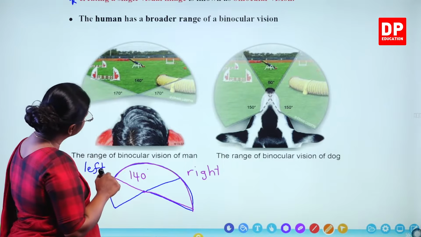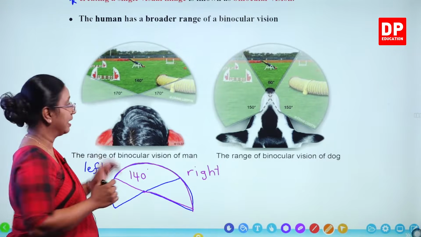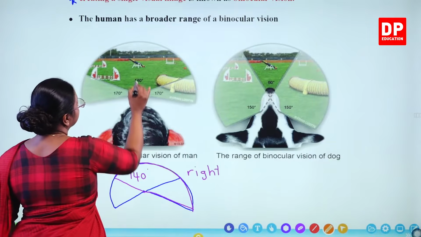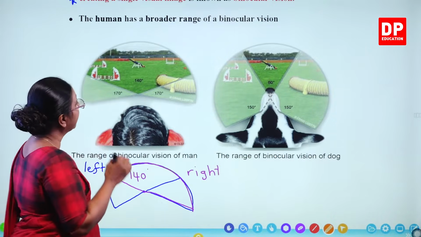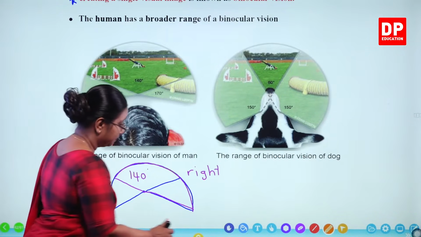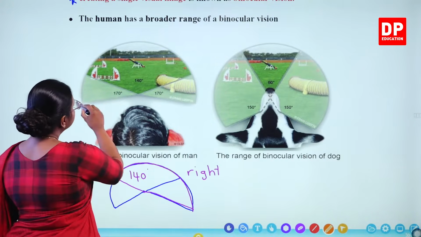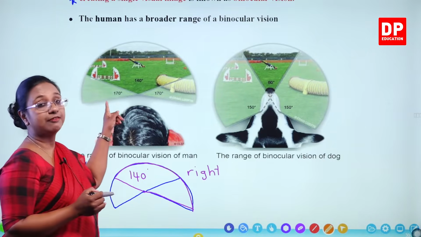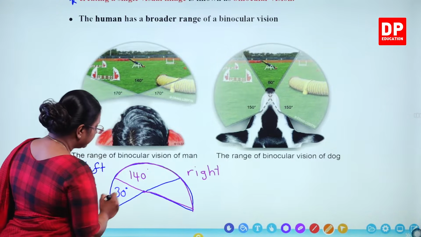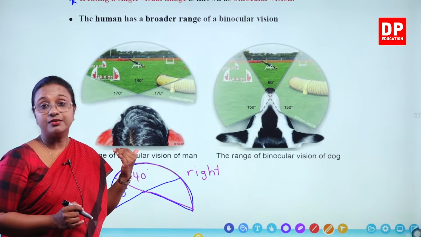Now look at the diagram here. As I told you, this part is where you see with the left eye. This part is where you see with the right eye. And this area, the 140 degrees, is the area which is seen by both eyes, the range of binocular vision. So here you can see this area is 140 degrees. But this whole area that can be seen with the left eye is 170 degrees. So we can see 30 degrees with the left eye only. That is not visible to the right eye.